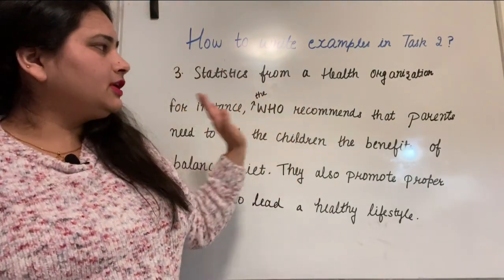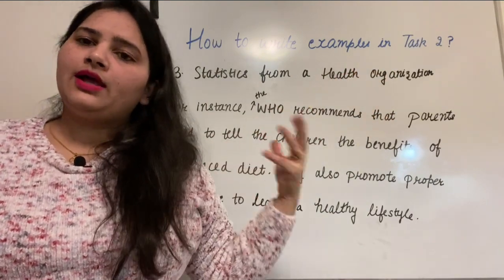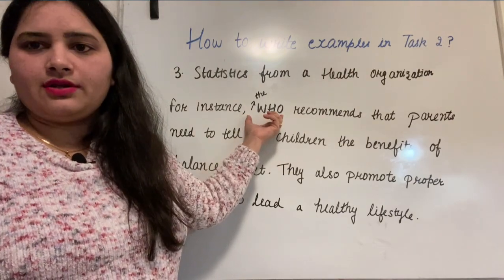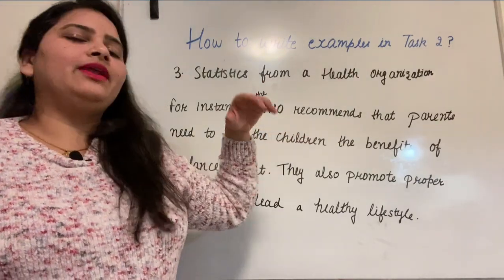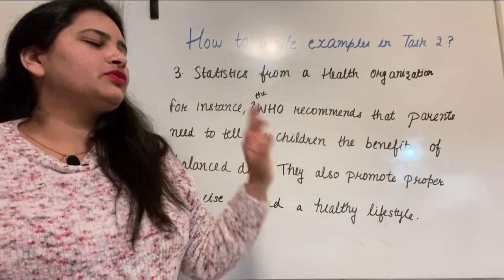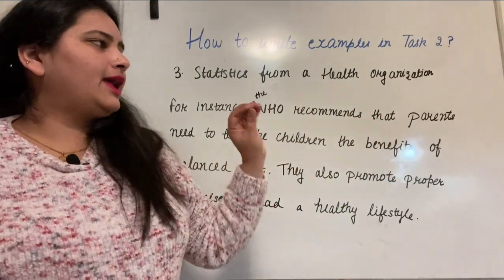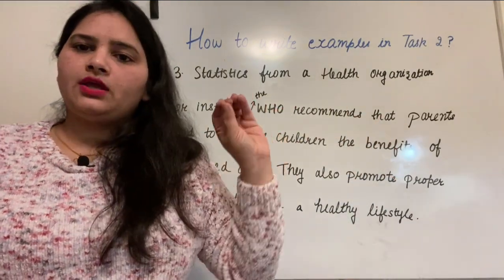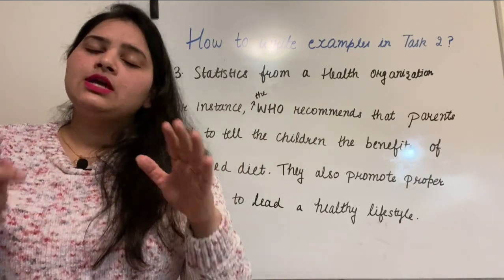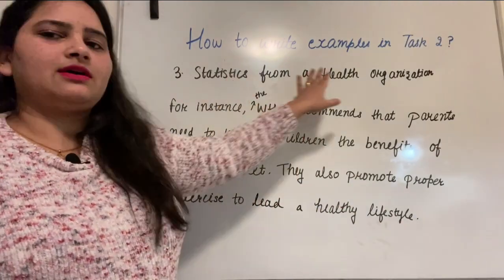So we need to check if the essay is about health, we can write about health organizations. Like I have written about the WHO, the World Health Organization. You can write WHO because this is known, but I recommend you write World Health Organization in full. That is your wish, any health organization, and you just have to fabricate the example relating to the question. So it is an effective way of writing an example.